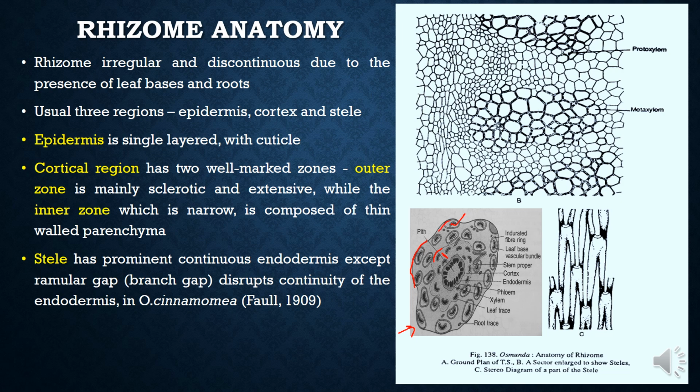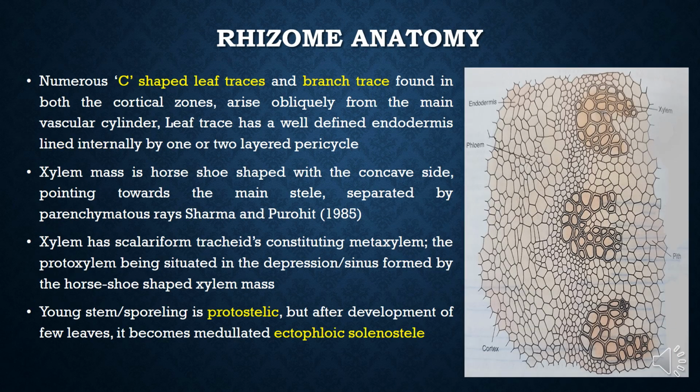So this is the irregular outline, and this here is the epidermis. This is the cortical region, and inner to the cortical region is the endodermis. The cortical region also has an outer cortex and an inner cortex. The outer is sclerotic, and the inner is made up of thin-walled parenchyma. So inner to the cortical region is the endodermal region of the rhizome.